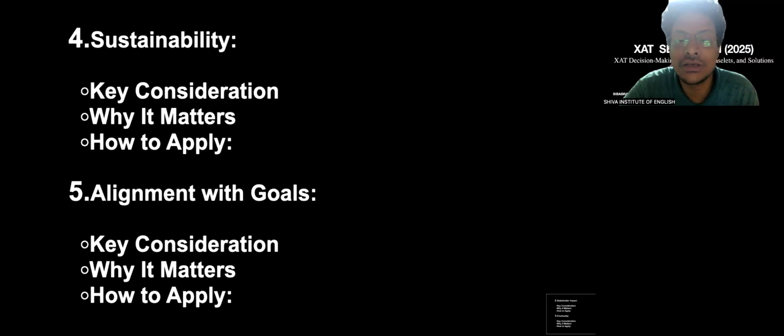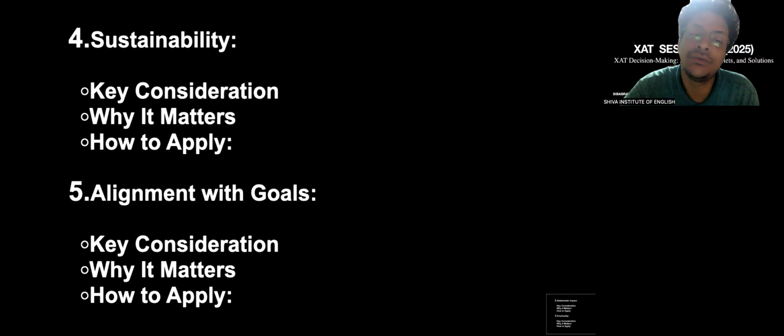Second, consider environmental, social, and financial sustainability. Let's take the example here. In an environmental scenario, we can favor solutions that minimize ecological damage while achieving the objectives, isn't it?